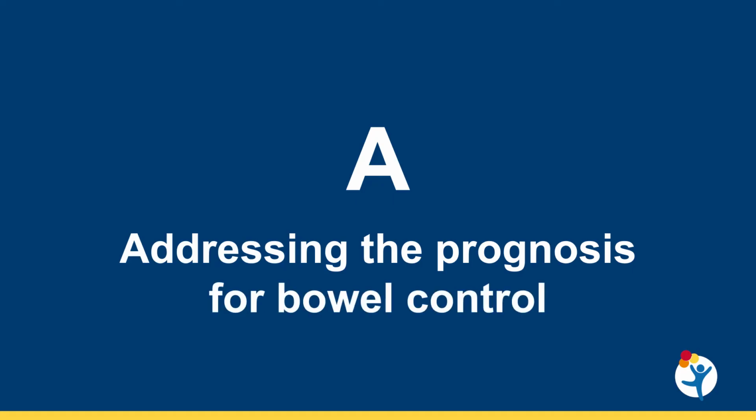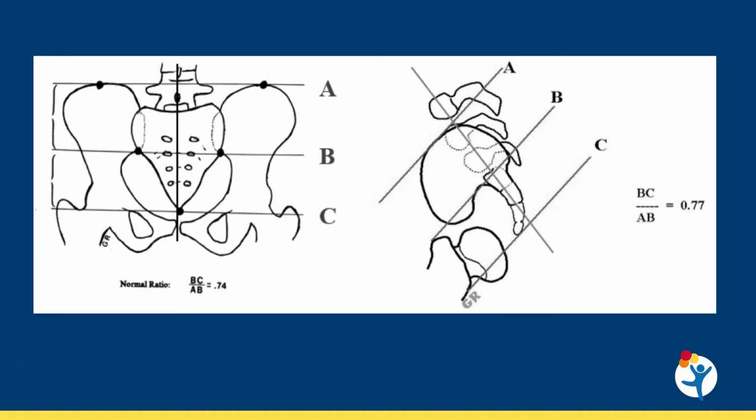fecal incontinence. A stands for addressing the prognosis for bowel control. Is this patient truly fecal incontinent? Patients that are fecally incontinent are the ones born with an anorectal malformation that has a sacral ratio of less than 0.4, patients with sacral agenesis, myelomeningocele, or the ones with a history of a large sacrococcygeal teratoma.